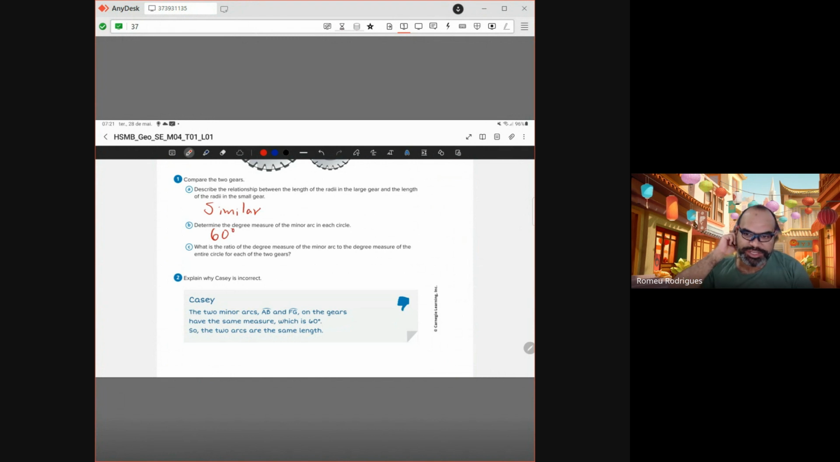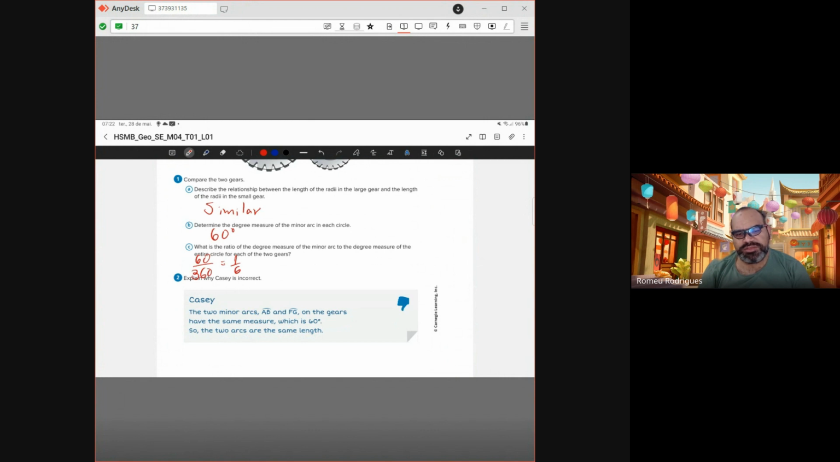What is the ratio of the degree measure to the full circle? The angle we got is 60 degrees. Full circle, 360. Simplify the fraction: 1/6. Great.